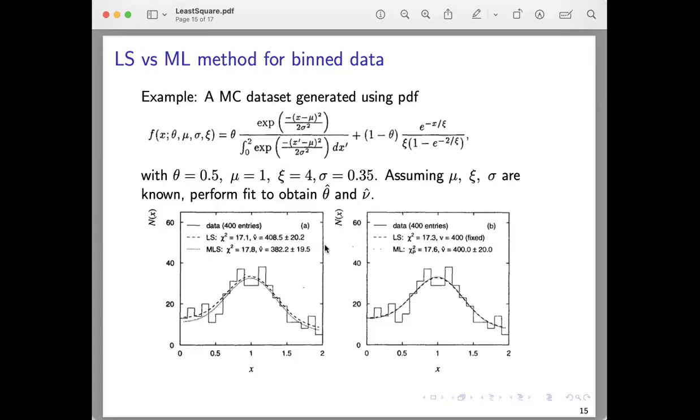When you perform the fit, there are 4 different fits that have been performed. One is the least square method, where you treat nu as an adjustable parameter. In that case, you can see that for 400 events, you get something like 408 events. So it is overestimating, because we have n plus chi-square by 2. Similarly, when you use the modified least square method, you get something like 382, which is lower than the actual number of events.